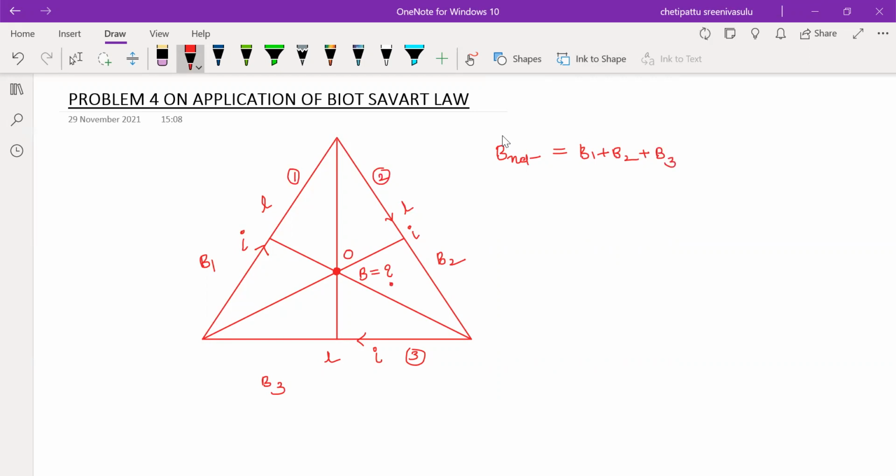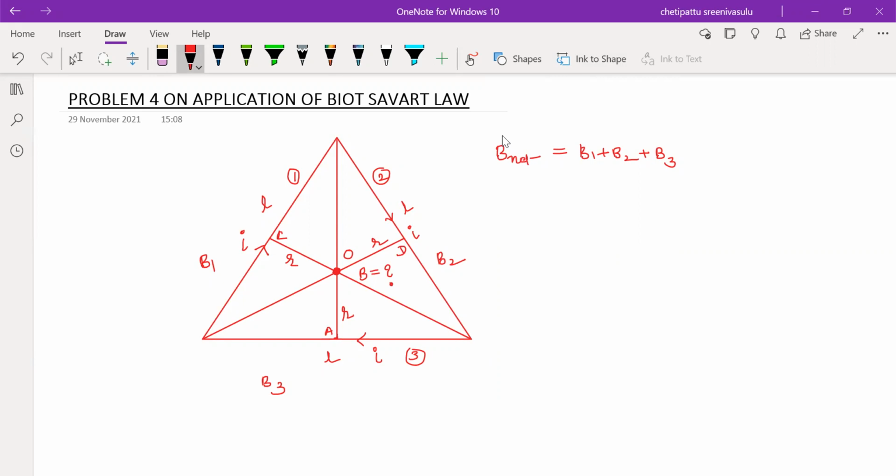Now you look at here, first of all, the conductor lengths are the same, and the perpendicular distance from here to here, you assume this distance as some r. This perpendicular distance from each conductor to O, from A to O, B to O, and C to O, is the same distance r, and the conductors also have the same length.